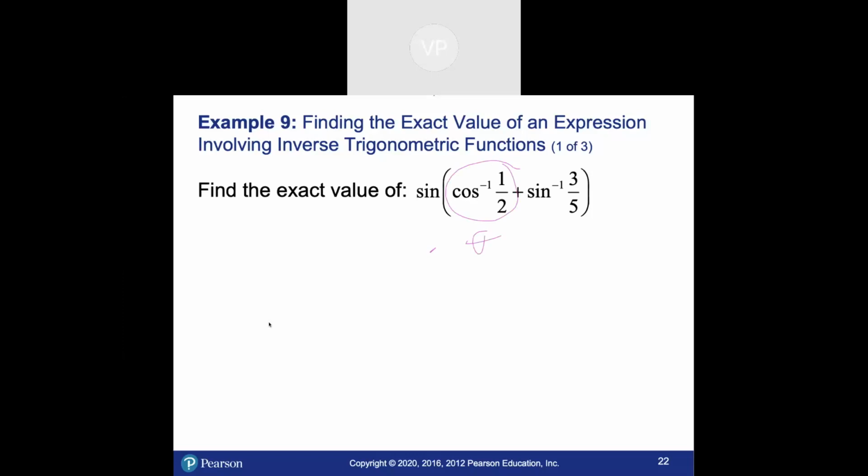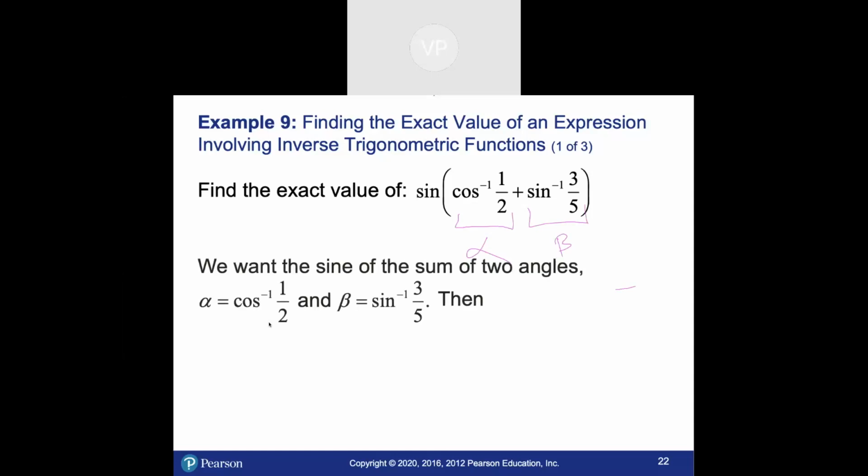Okay, now the problem is we have two different things going on here. So what we're going to do is we're going to call this one alpha, and this inverse trig function, I don't know what it is. I cannot assume they're the same. I'm going to always assume they're different. So I'm going to call that one beta, and I'll see what we get. So that's the first step. Alpha is the inverse cosine of a half. Beta is the inverse sine of 3/5. And in each case, we're going to go figure some things out.